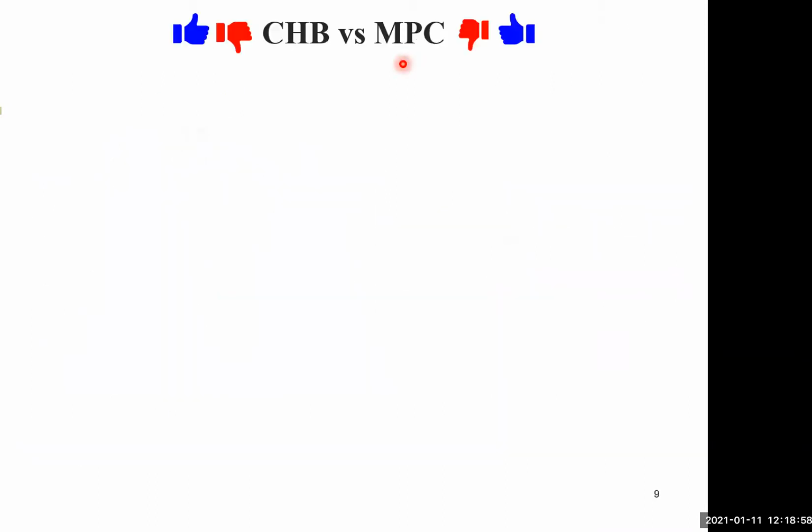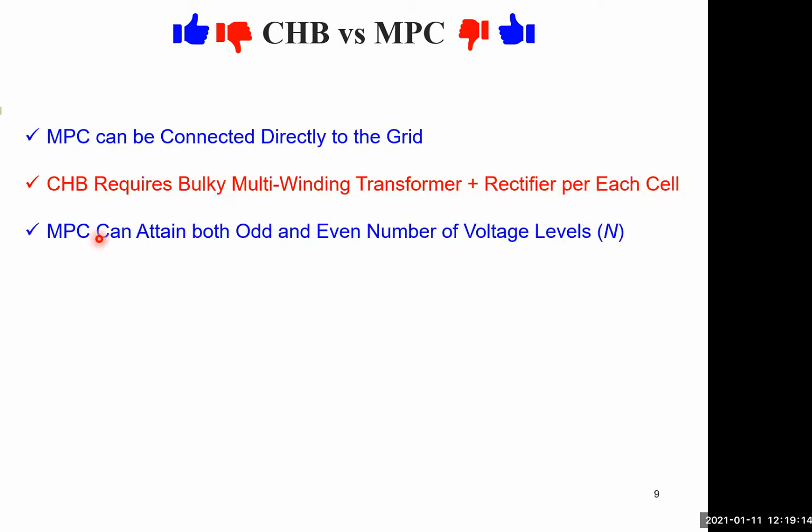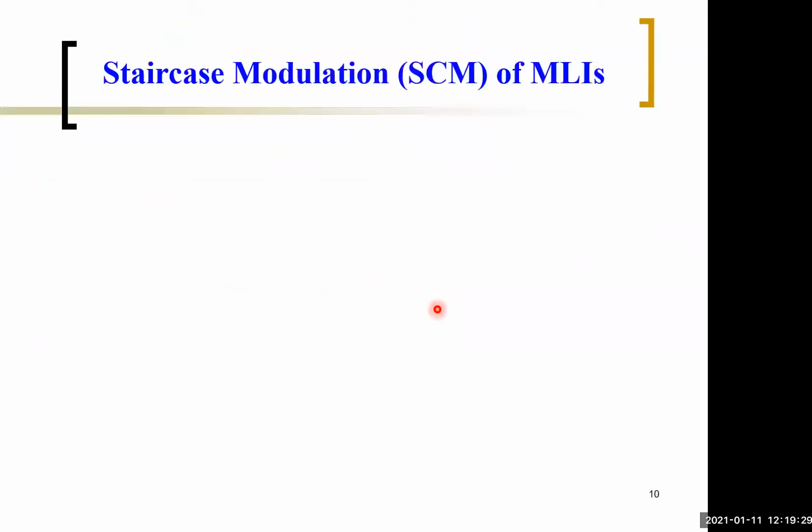Okay, quickly review pros and cons of cascaded H-bridges and multi-point clamp. So MPCs can be connected directly to the grid. We saw that. Whereas CHB requires a bulky multi-winding transformer plus a rectifier for each cell. MPC can attain both odd and even numbers of voltage levels N, whereas CHB can only attain odd N values. This is because of this relation. M represents the number of cells. So as you can see, this can only produce odd numbers.